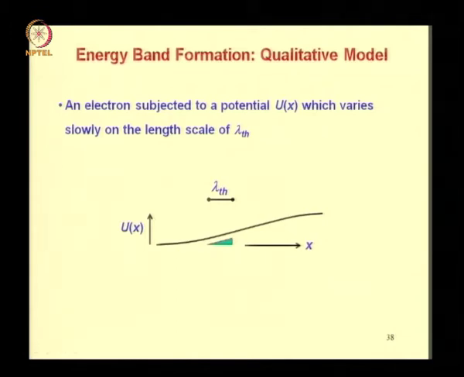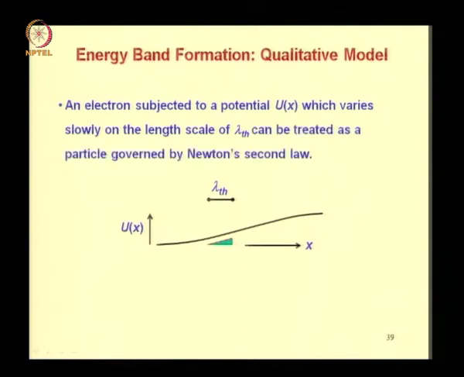So here is an example of a slowly varying potential as a function of distance. Let us assume that this length represents lambda thermal, the thermal average de Broglie wavelength of an electron. The slowly varying potential would mean that over this length scale the variation is small. Now this triangle indicates the amount of variation, the height of the triangle. It indicates the amount of variation over the lambda thermal. Now this is really very small, therefore this is a slowly varying potential as a function of distance. Now if an electron is subjected to such a potential variation, then it can be treated as a particle governed by Newton's second law.